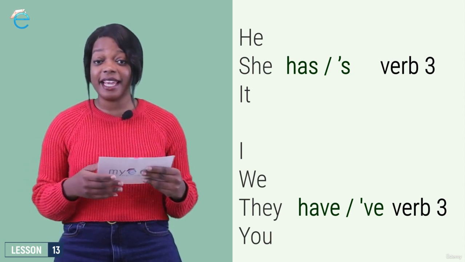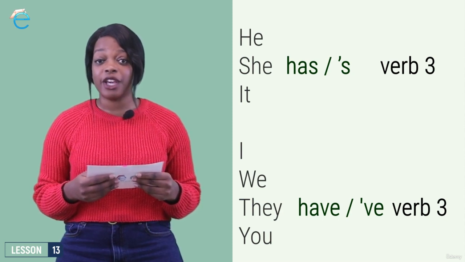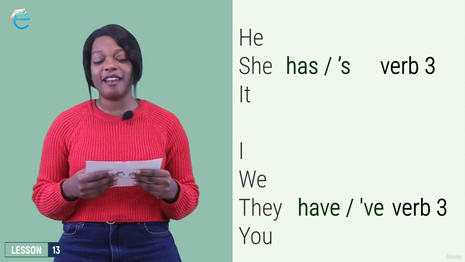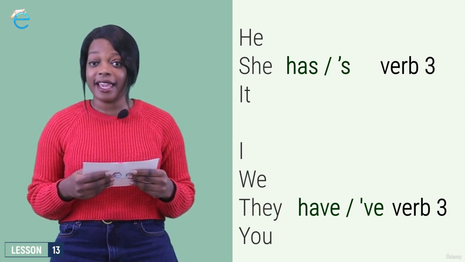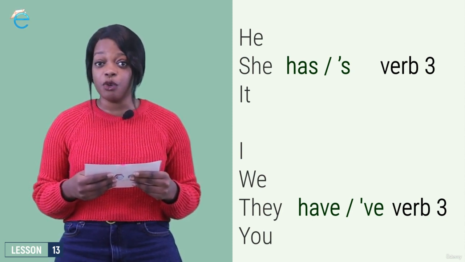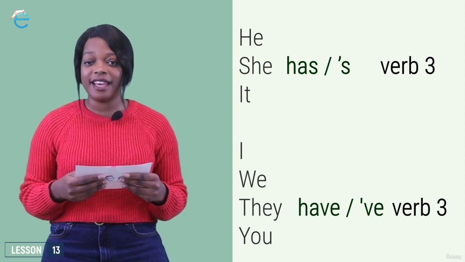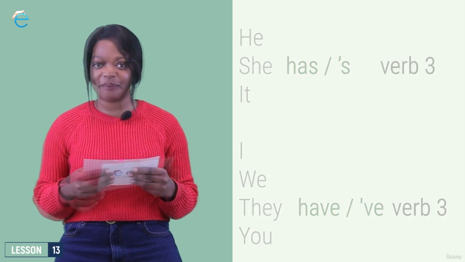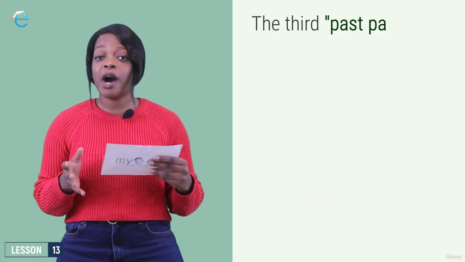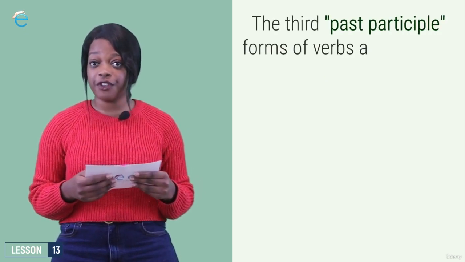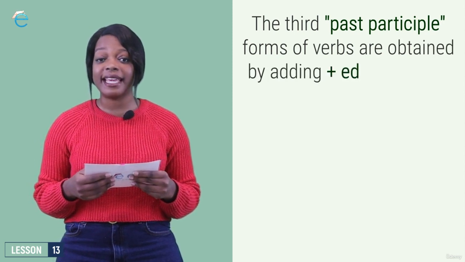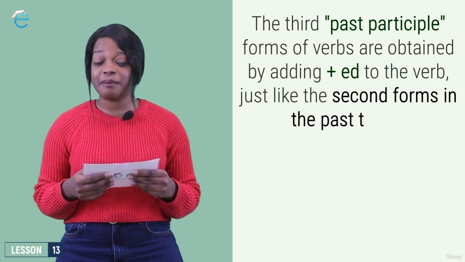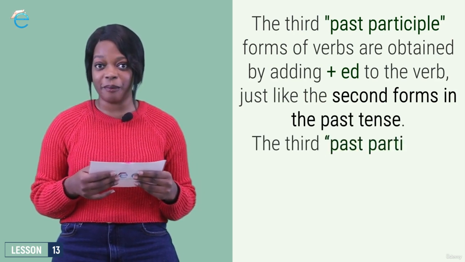For our remaining subjects, I, you, we, they, have, and verb 3. Again, I've, you've, we've, and they've is the contracted form with apostrophe ve. The third or past participle forms of verbs are obtained by adding ed to the end of the verb, just like we do in a verb's past tense or second form.